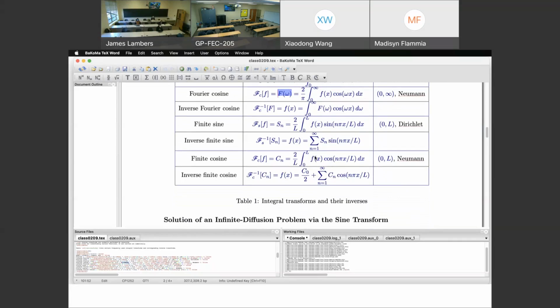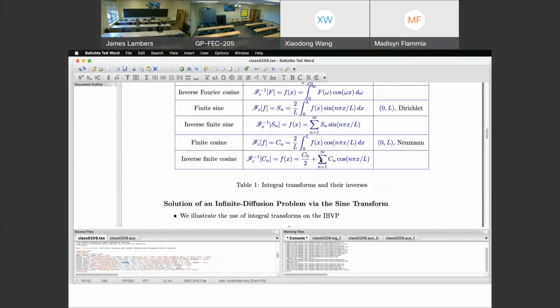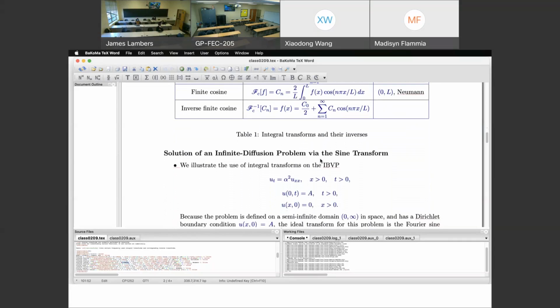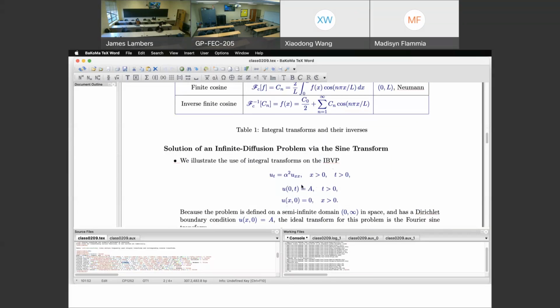So what I'm going to do is show you how you can use one of these transforms to solve a PDE, an initial boundary value problem. So here we have the heat equation, same old PDE. But now it's defined on a semi-infinite domain, x greater than 0. That means we have a boundary condition at x equals 0, and here we're specifying the value of the solution on the boundary, which is equal to some constant a. And then we have our initial condition, we're just going to let it be 0.